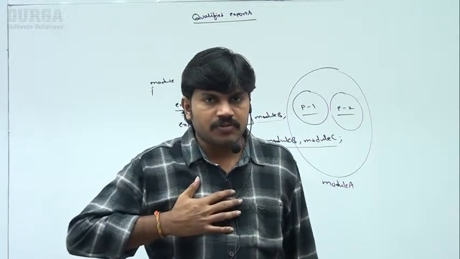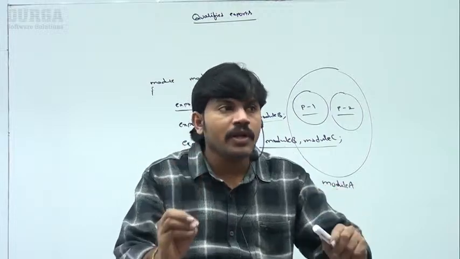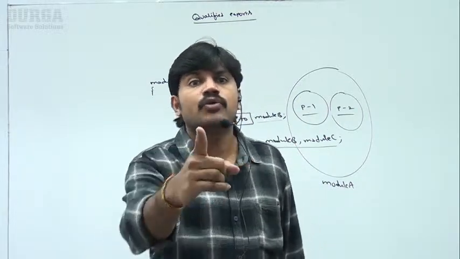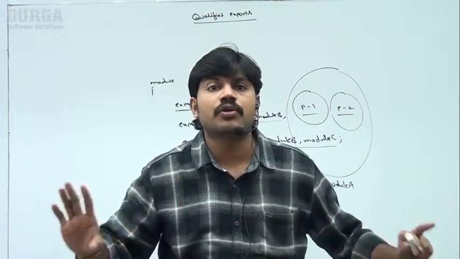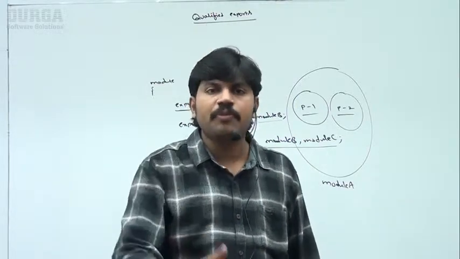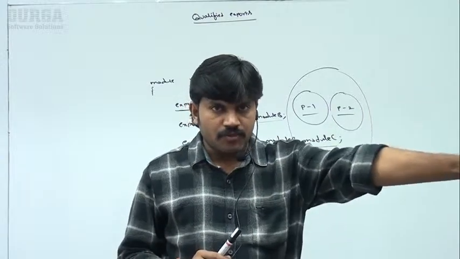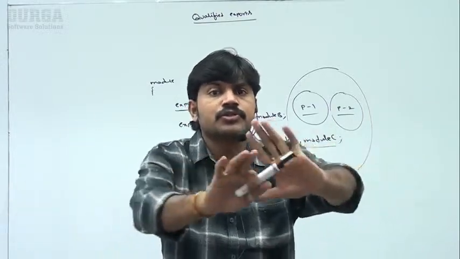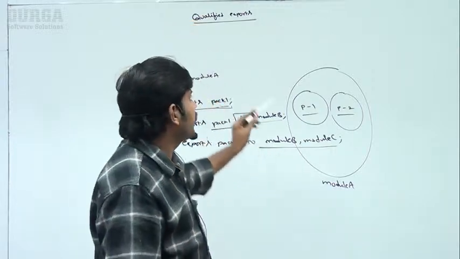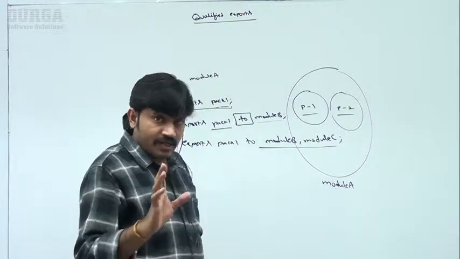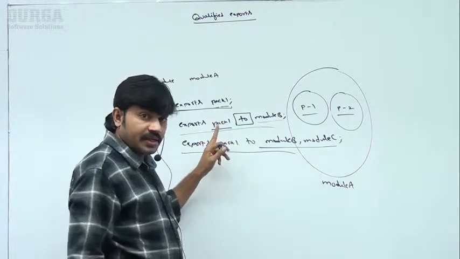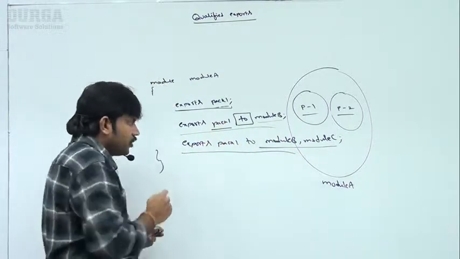I want to export my package only for a particular module. Only that particular module is allowed to use it. The remaining modules can't access my package. My package should be visible only for a particular module, and for the remaining modules it should not be visible. If you have such a requirement, we can go for qualified exports. This is the syntax.